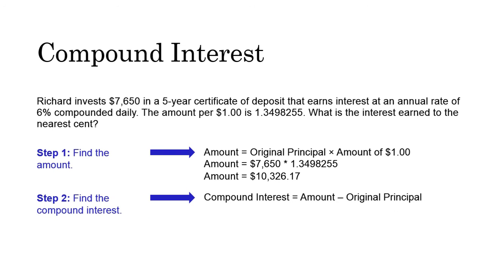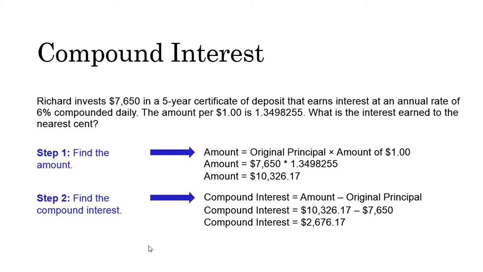But we want to find what the interest is. All we do is take the original principal and subtract that from the amount. So in reality, at the end of 5 years, Richard earns an extra $2,676.17. Because it says round to the nearest cent, we just leave it at that.